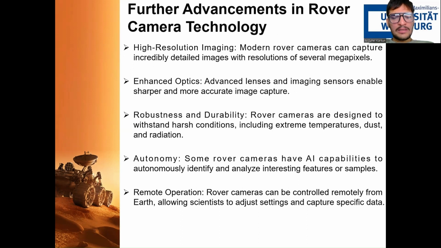Autonomy. Some rover cameras have AI capabilities to autonomously identify and analyze interesting features or samples. Remote operations. Rover cameras can be controlled remotely from Earth, allowing scientists to adjust settings and capture scientific data. They can also be controlled autonomously using pre-programmed algorithms.